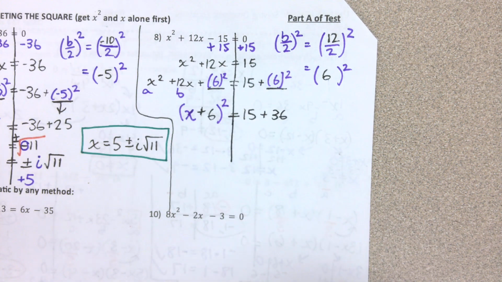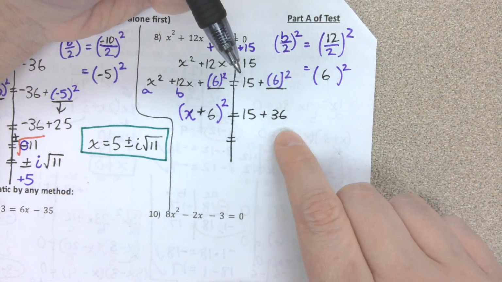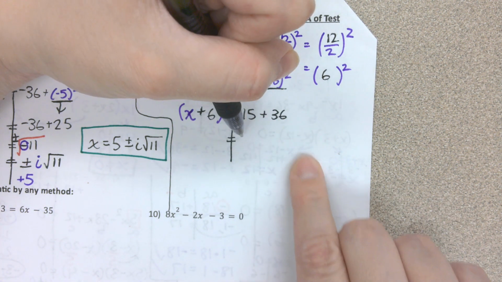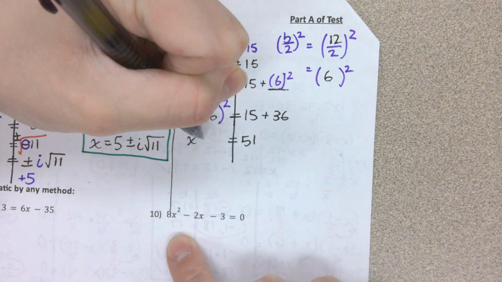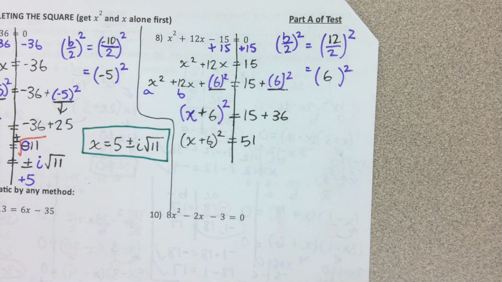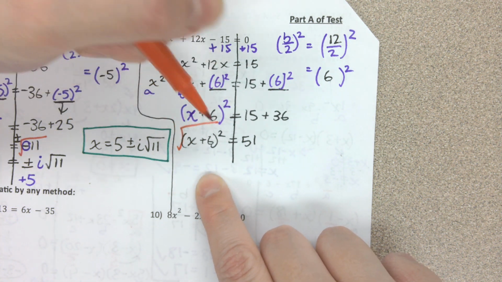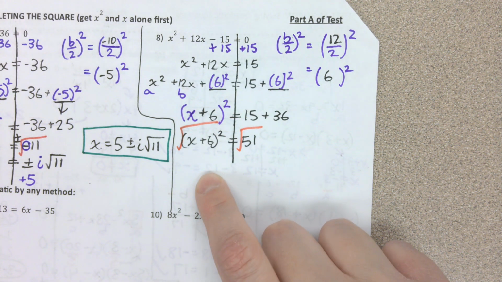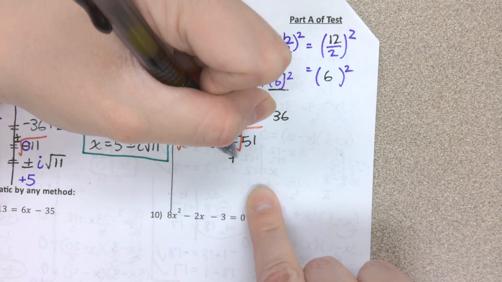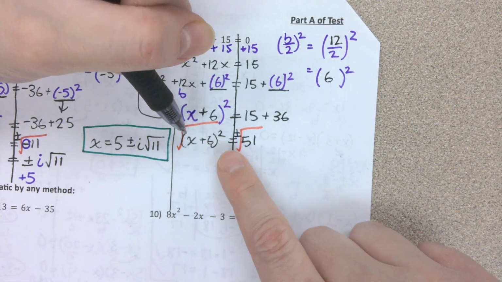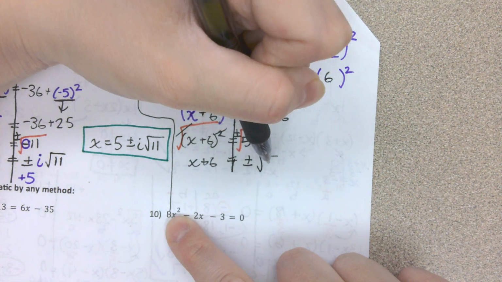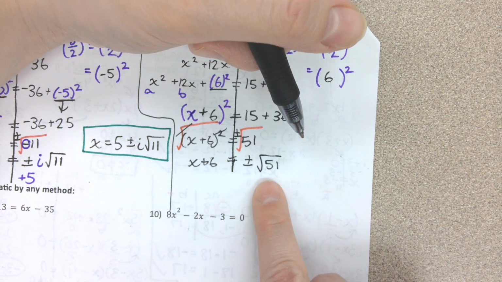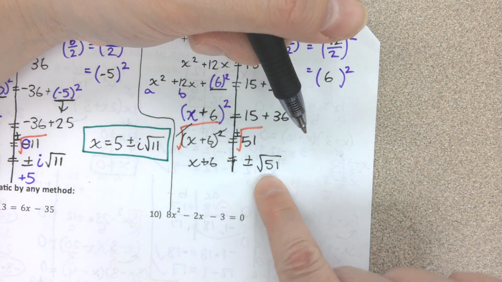From here, we just need to solve. So 15 and 36, that is 51. I'm going to check just to be sure. Yes. Bring this down. X plus 6 squared. Now I can square root both sides. Don't forget that plus or minus in front of the square root of 51. So the square root and the square cancel. We have x plus 6 equals plus or minus the square root of 51. 51 is a prime number, so we cannot break this down. So we're just going to leave it like that.